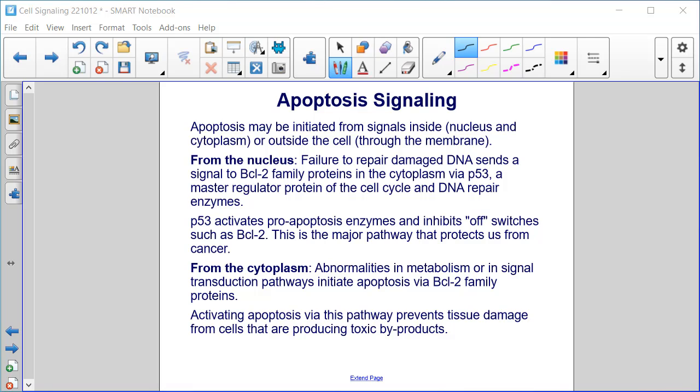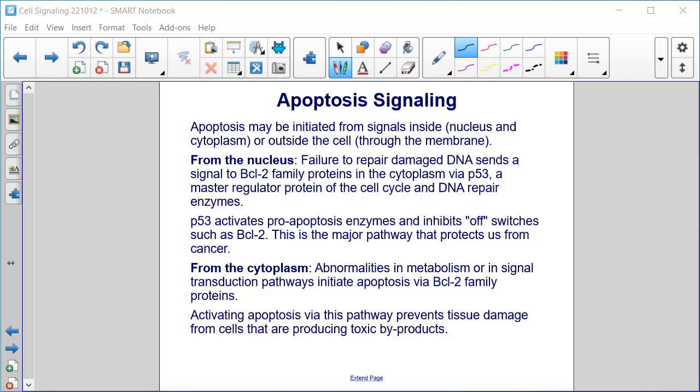Apoptosis may be initiated from signals inside the cell, like the nucleus and cytoplasm, or outside the cell through the membrane. From the nucleus, failure to repair damaged DNA sends a signal to BCL2 family proteins in the cytoplasm via P53, a master regulator protein of the cell cycle and DNA repair enzymes. P53 activates pro-apoptosis enzymes and inhibits off switches such as BCL2. This is the major pathway that protects us from cancer.